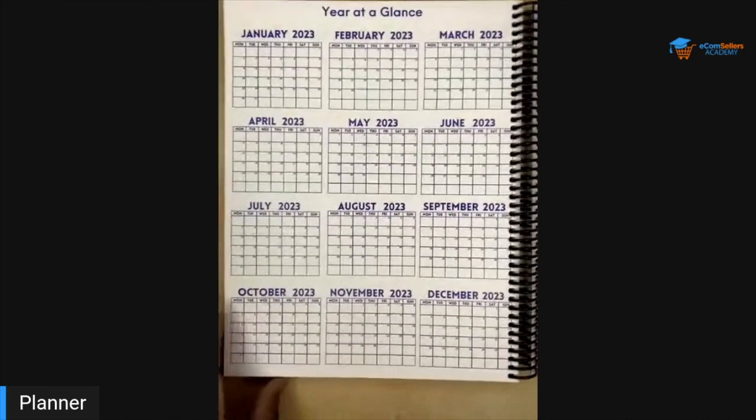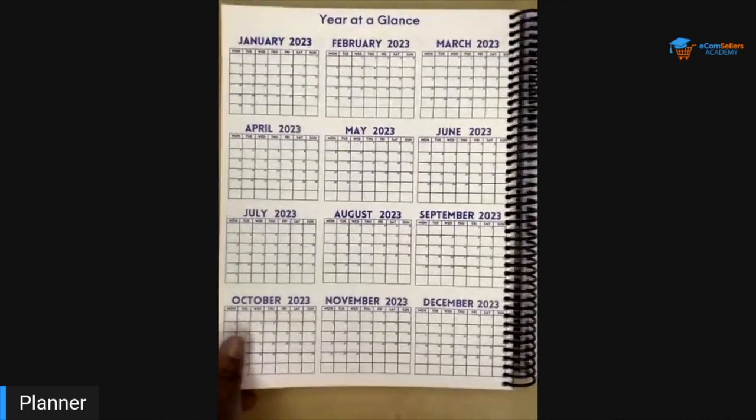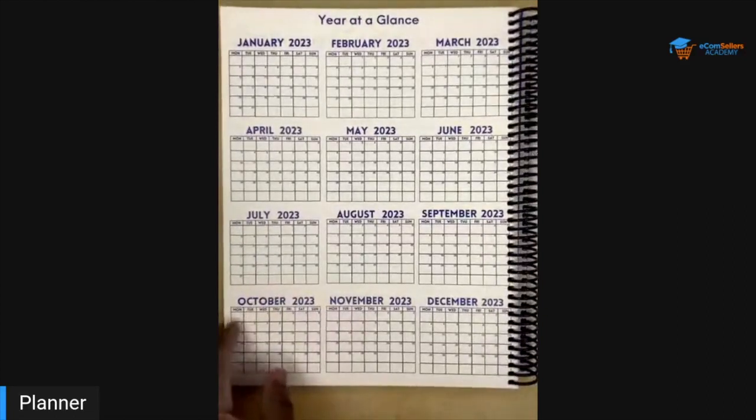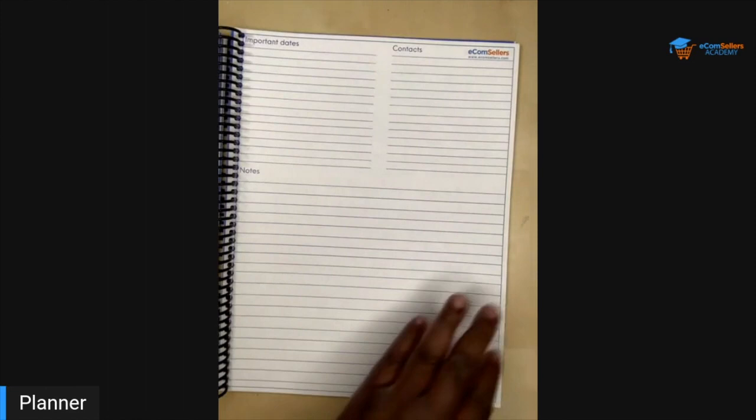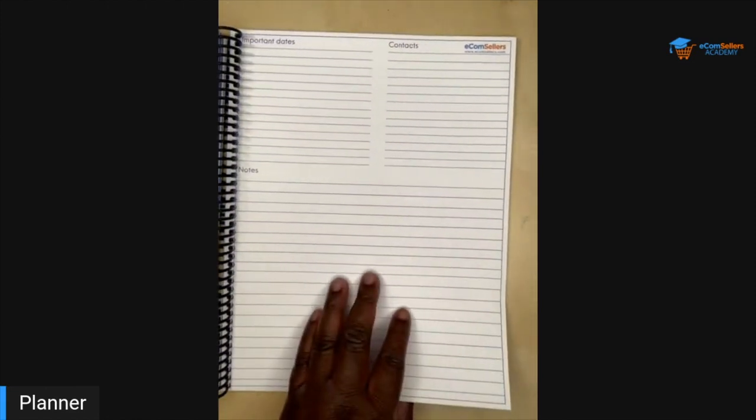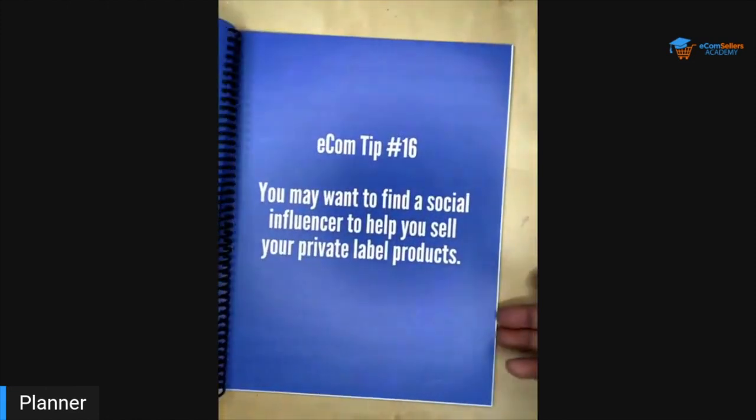Year at a glance. So just another image of the 2023 calendar. And then we have a place for you to just write general information, important dates, notes, contacts. Okay. We always have a quote.